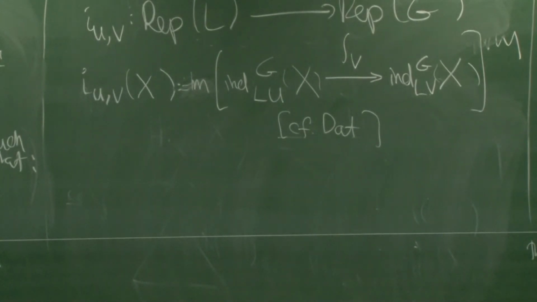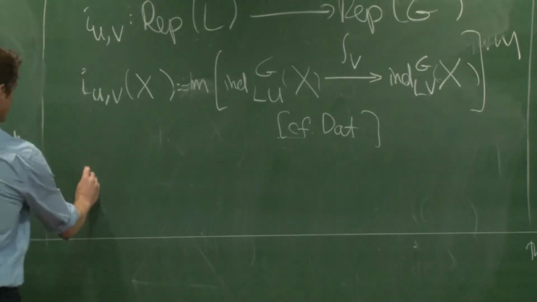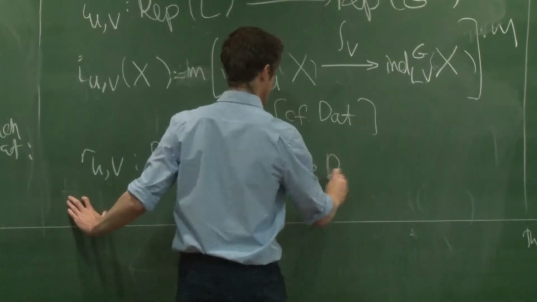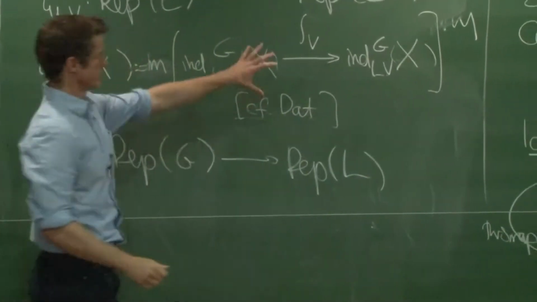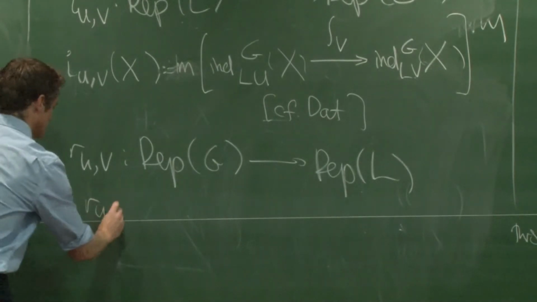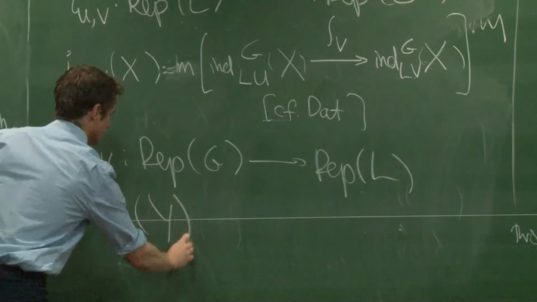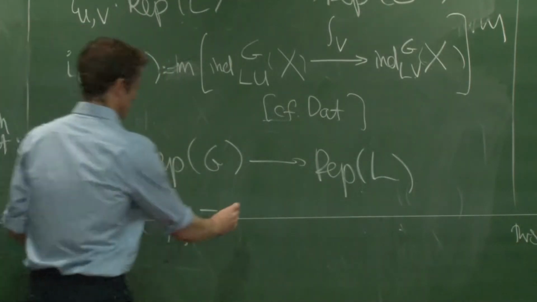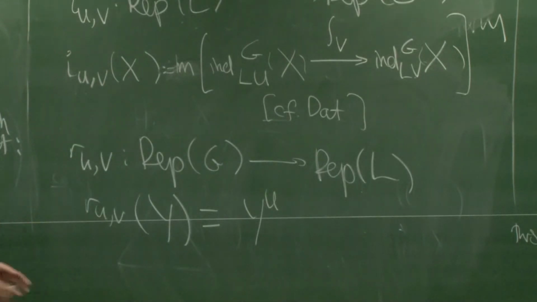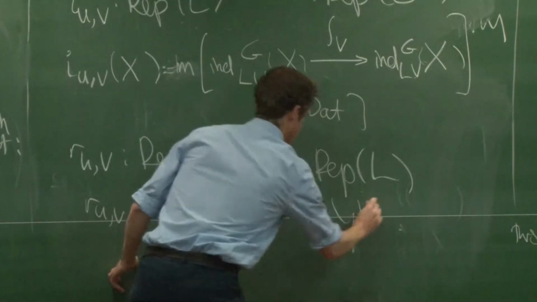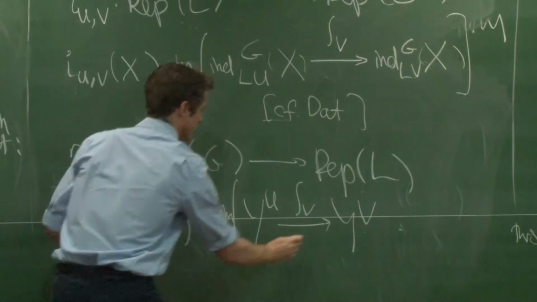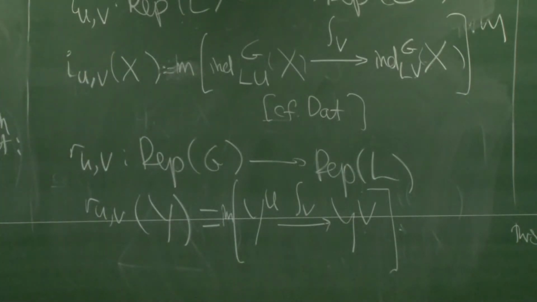Okay, so there's an induction functor. There's a corresponding restriction functor from the representations of G to the representations of L, which does kind of the reverse. You take U invariants or co-invariants, it doesn't matter, these are compact groups. Take the U invariants of Y, the V invariants of Y, and project one onto the other by integrating over V. Take the image of that. That's what I want to define as my restriction functor.